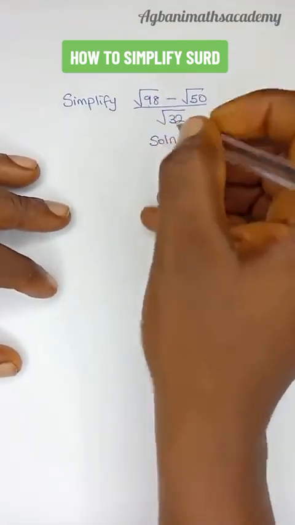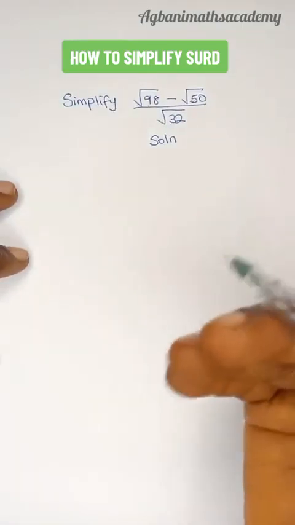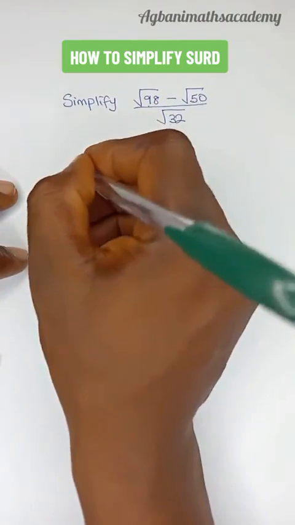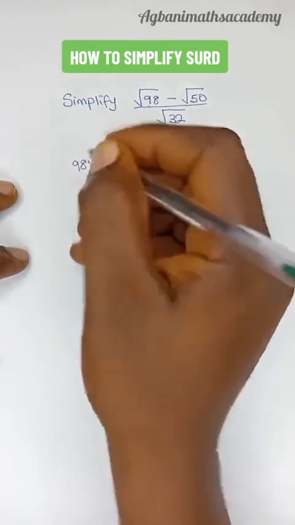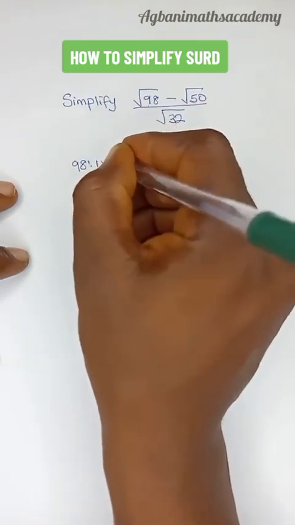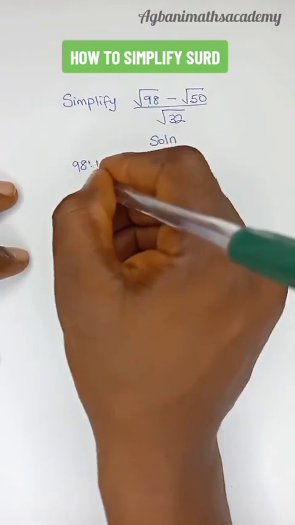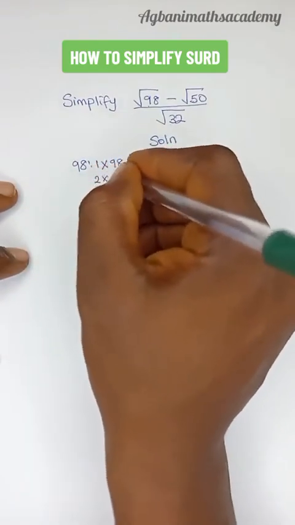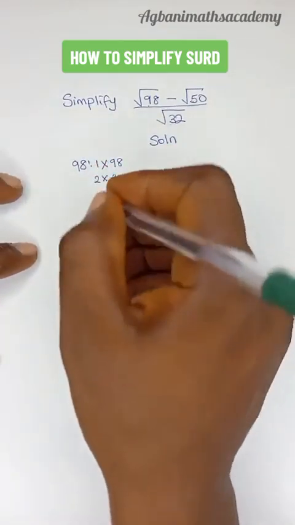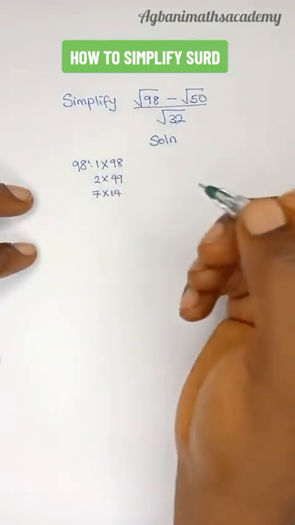Let's expand this. First of all, we are going to pick out 98, just to make it simple for us to understand. There are many combinations that can give us 98. The first one is 1 multiplied by 98, which gives us 98. Another is 2 multiplied by 49, which will also give us 98. And we also have 7 multiplied by 14, which will also give us 98.